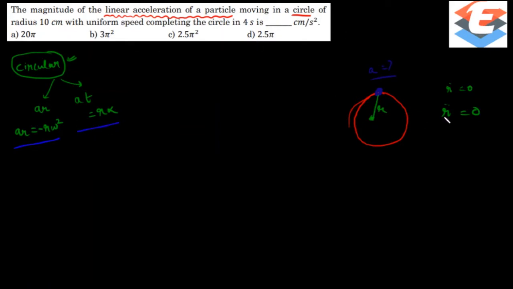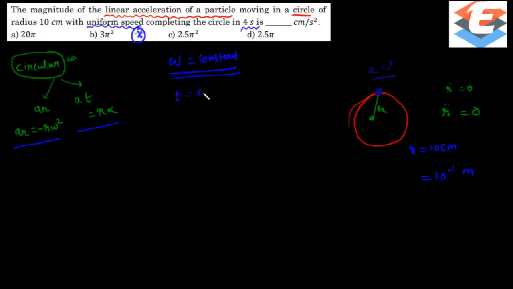The circle has a radius of 10 centimeters. So the given radius is 10 into 10 to the power of minus 2, which is 10 power minus 1 meter. With a uniform speed, keyword here. What does it mean by uniform speed? Here we are dealing with circular motion, so omega, the angular velocity or angular speed, is constant. It is completing the circle in 4 seconds.